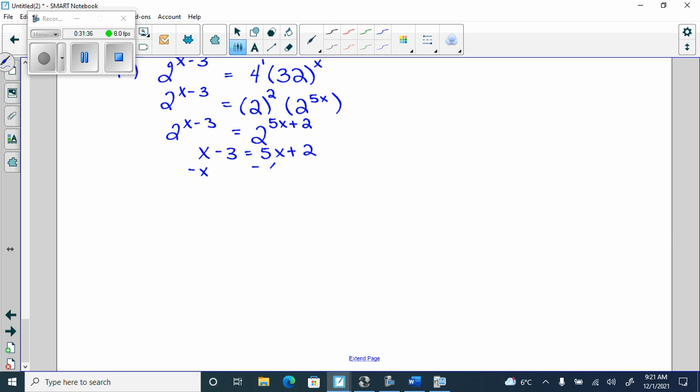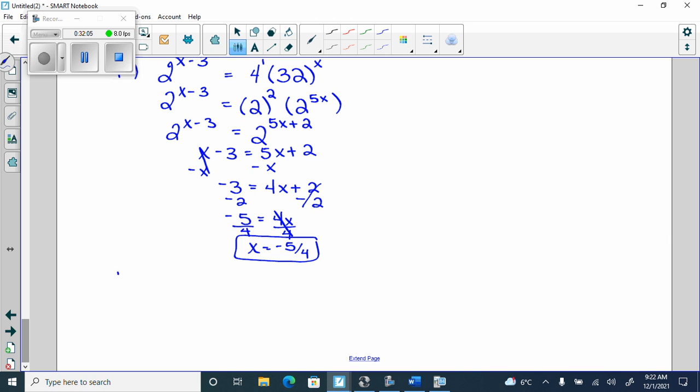Minus x, negative 3 equals 4x plus 2. Subtract 2. Negative 5 equals 4x. Divide by 4. x equals negative 5/4. And once again, you could check with your calculator. I don't remember what letter that was. F. G. You're going to try this one out.